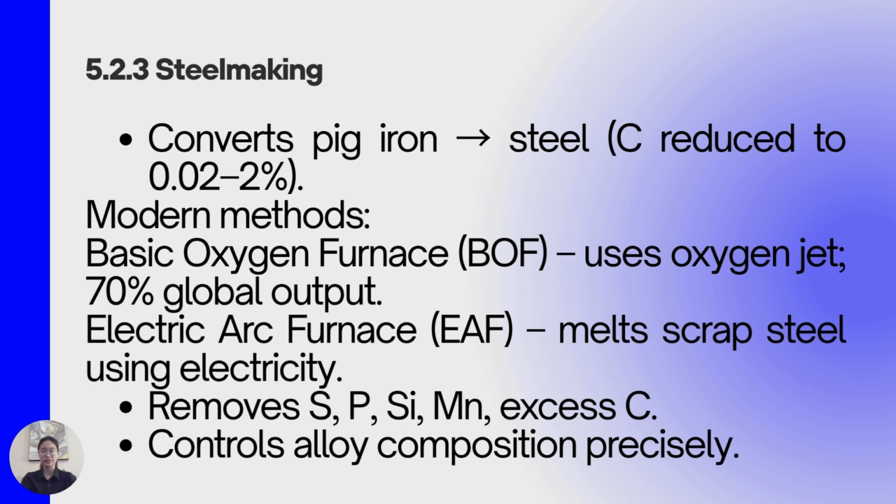Overall, the transition from pig iron to refined steel is not just a physical change, but a controlled chemical evolution, resulting in a material whose strength, ductility, and toughness can be precisely engineered.